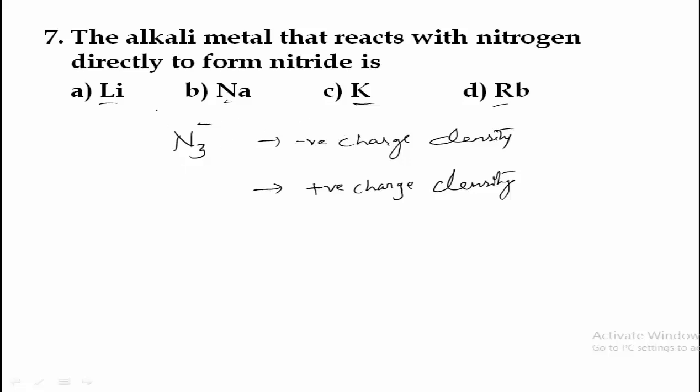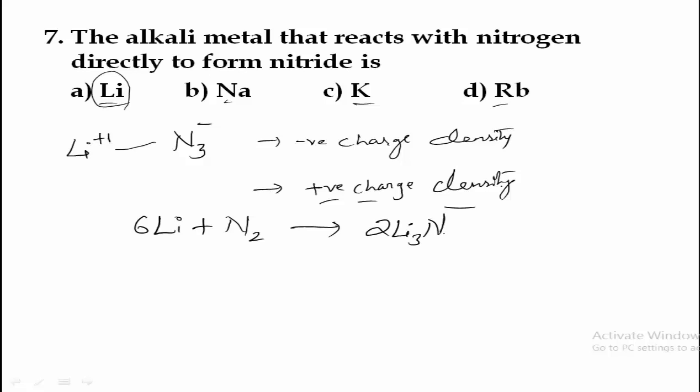So among these four, lithium will form Li plus, the lithium ion. Here the size of lithium is very small, meaning volume is very small. Thus the positive charge density of the lithium ion is very high. That's why lithium will immediately react directly with nitrogen to form lithium nitride. That can be represented as 6 moles of lithium atoms reacting with nitrogen gas to form 2 moles of lithium nitride. This is because of the small size of the Li plus ion. So option A is the right answer.